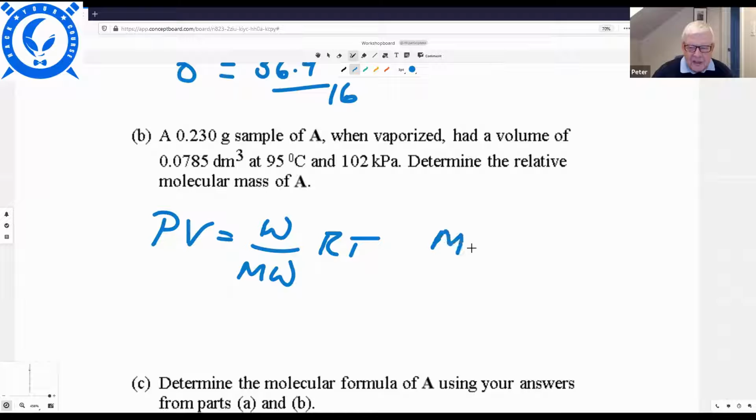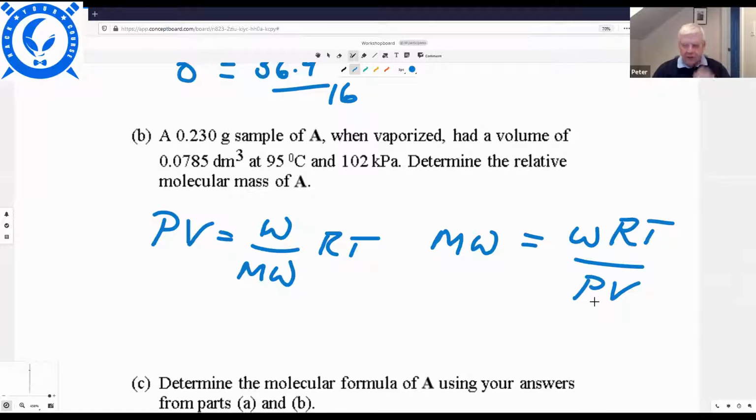So molecular weight will then equal to weight over RT divided by PV. And if you put in all the numbers, as I indicated, this is already in kilopascals. The volume is in decameters cubed, so you just simply slap in the numbers, and you end up determining the molecular weight is 87.8. That's the relative molecular mass. So it has no units because it's relative to carbon 12.